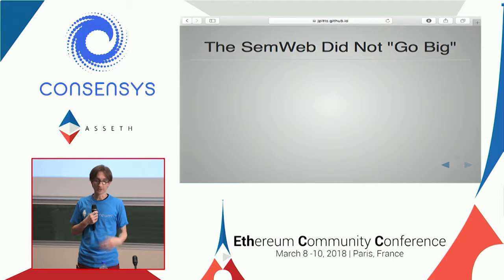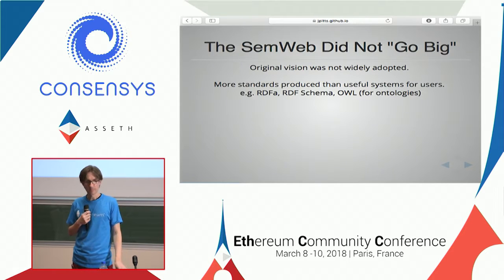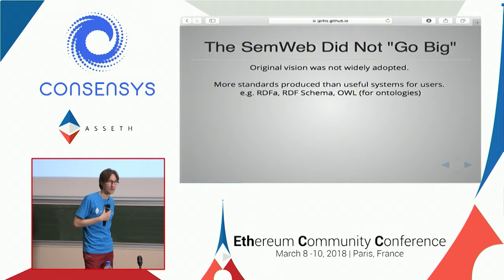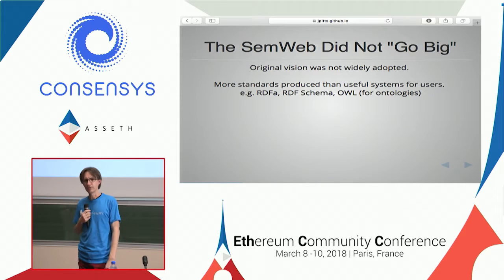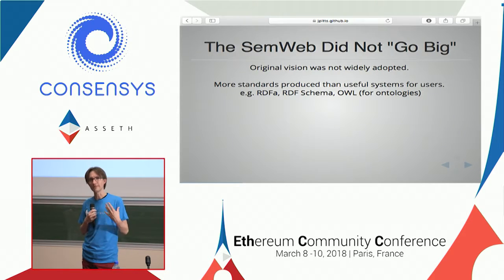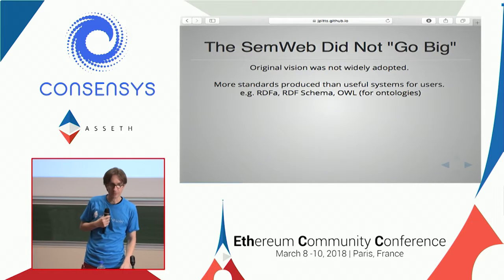Obviously, the Semantic Web did not go big. It didn't take over the universe. It didn't become anything like the phenomenon that we're wrapped up in. But the thing is, it developed all these standards, lots and lots of standards, some of them very, very ornate, but nothing that a user would know, hey, this is the Semantic Web I'm using, right? Unless you're a domain expert.